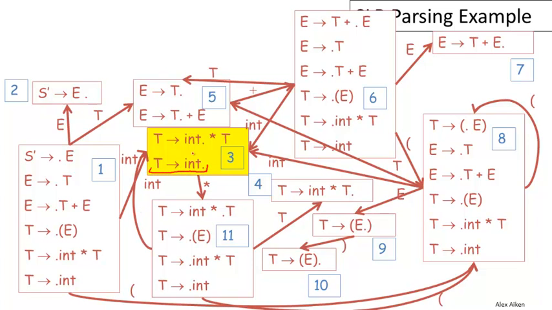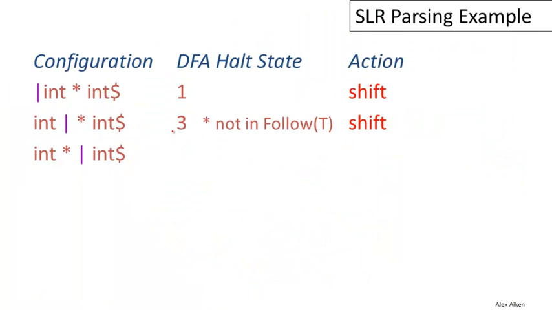But again, we will only do that if the following input is in the follow of T. And times, which is the next input item, is not in the follow of T. So times is not in the follow of T, and so reducing here is not a possibility. That leaves only the other item to consider, and here we see that this item says we can shift a times. So if times is the next thing in the input, which it is, it's okay to shift. So the DFA halts in state 3, and because there's a times in the input, the move is to shift.